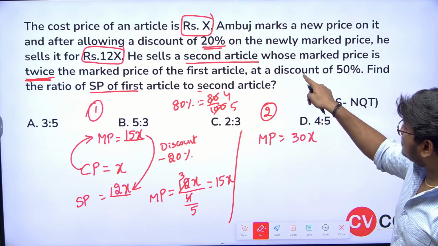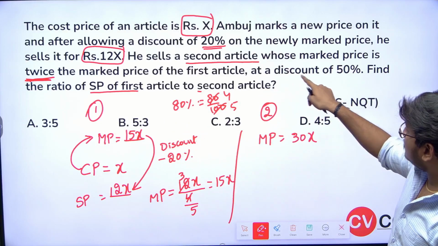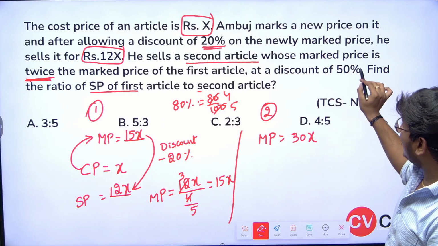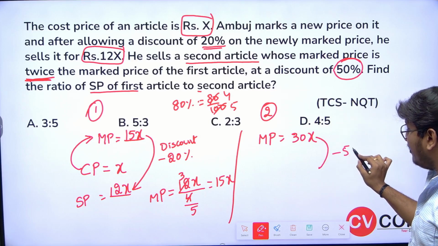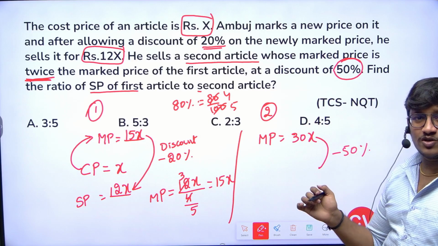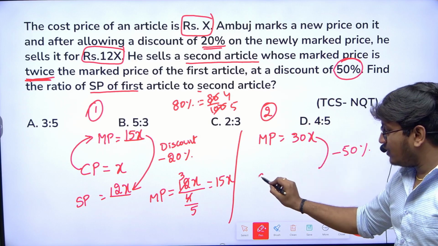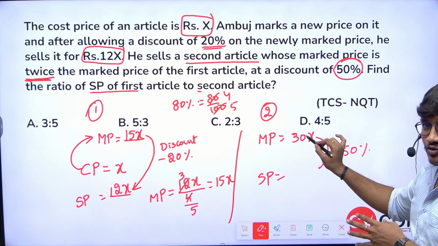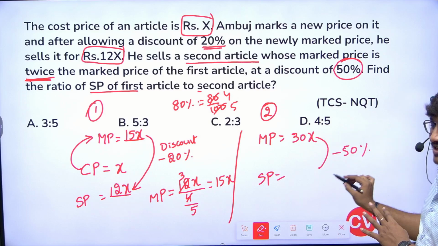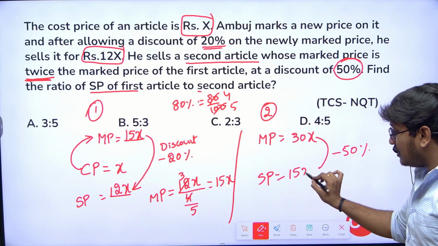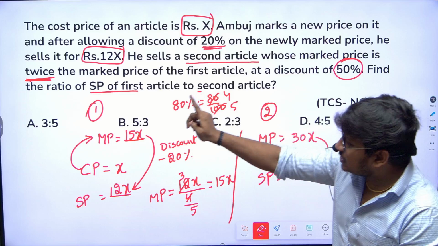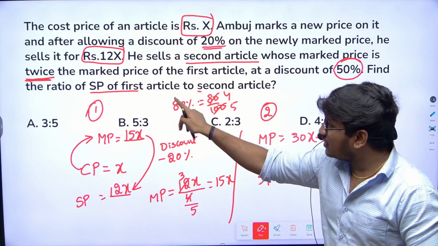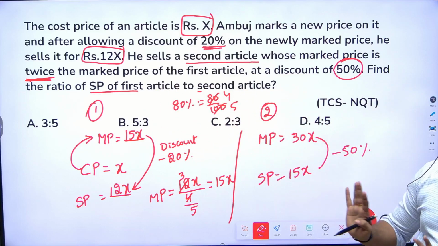Now he is selling at a discount of 50%. Obviously from market price, if he gives 50% discount from 30x, what will be the selling price? Out of 30x he is giving 50% discount, so the selling price is 15x. That's it. Now what they are actually asking: find the ratio of selling price of first article to selling price of second article.